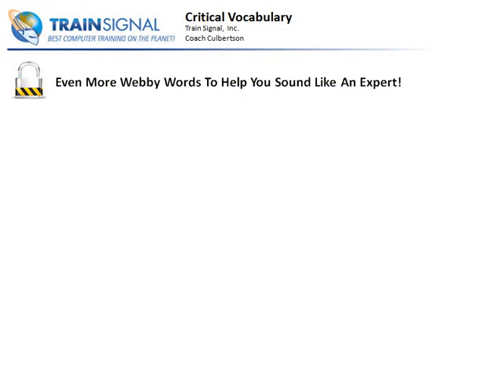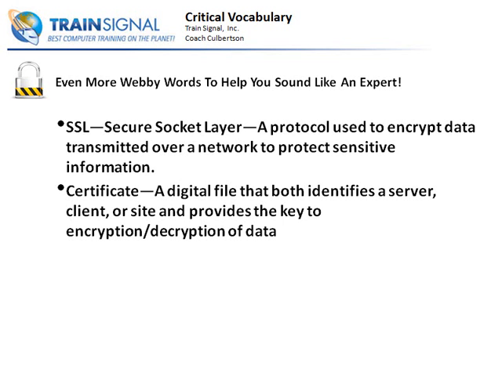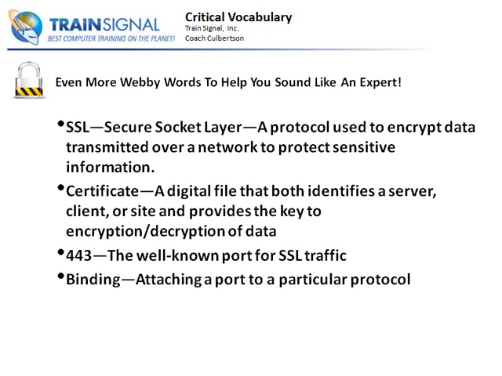All right, so let's talk about some vocabulary here. First of all, SSL, Secure Socket Layer, a protocol used to encrypt data transmitted over a network to protect sensitive information. A certificate is a digital file that both identifies a server, client, or site and provides the key to encryption or decryption of data, and usually both. Remember that 443 is the well-known port for SSL traffic, and that a binding is when we actually attach a port to a particular protocol. Like what we did with our SharePoint site, we actually created a binding to 443 for Secure Socket Layer.